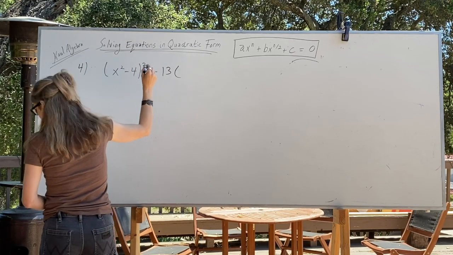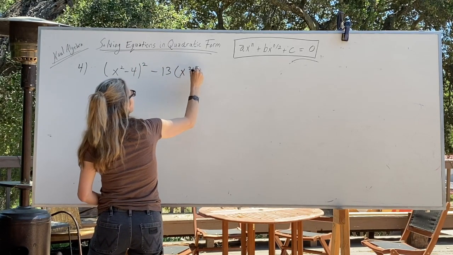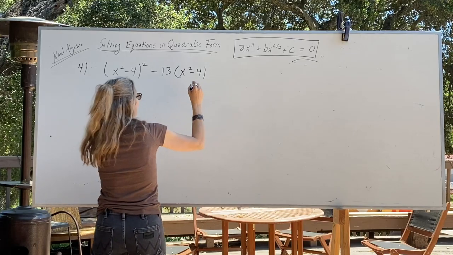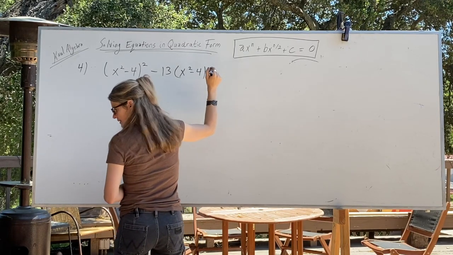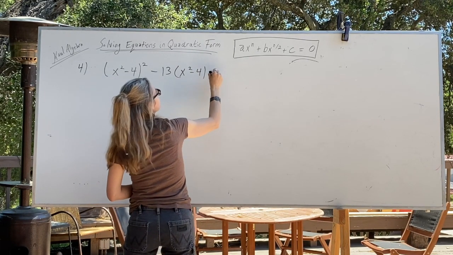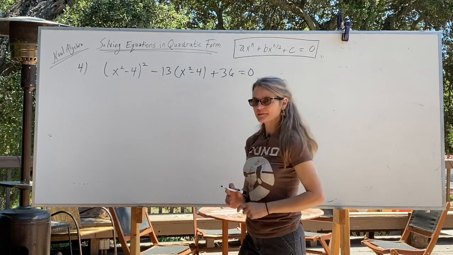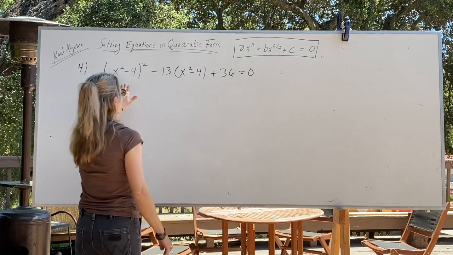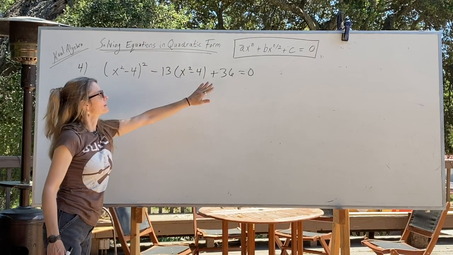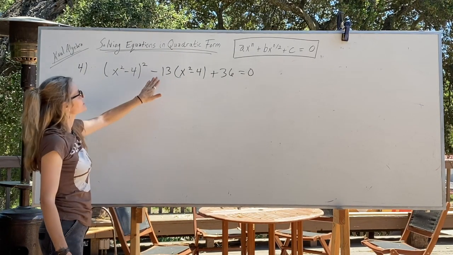Minus 13. And then what number were we using? 36. Okay, here's another that may not seem like it's quadratic in form, but we're looking for the pattern. This is a typical problem where we use substitution.